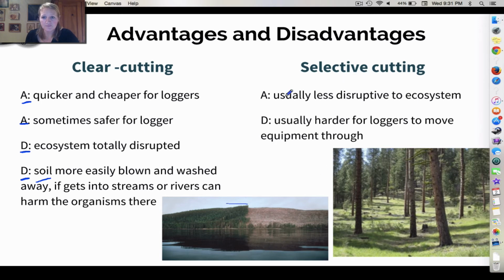Selective cutting is usually less disruptive. Here's an example. Here's a tree taken, right? Still is open. It's more open than it was before, but it's less disruptive to an ecosystem. And then the disadvantage is it's sometimes harder for loggers to move through something like this. Like, how are they going to get their huge truck through here? So it's harder for them to move their equipment through.